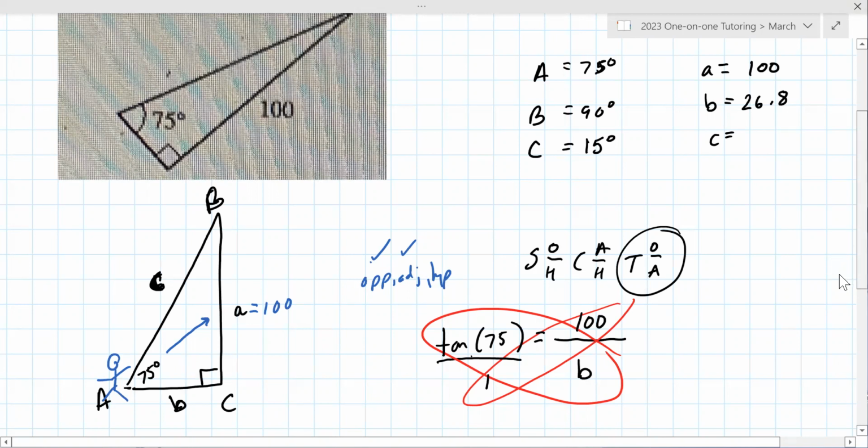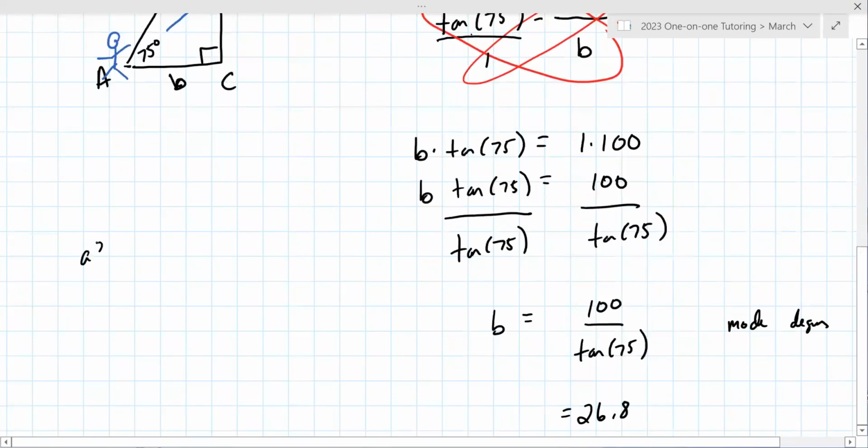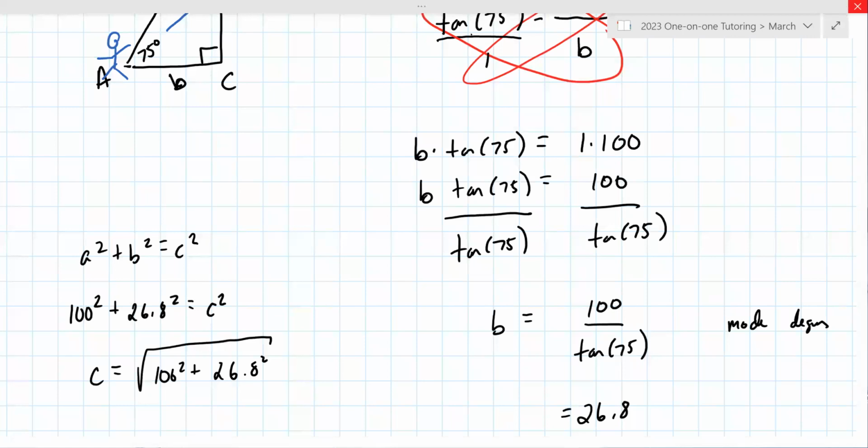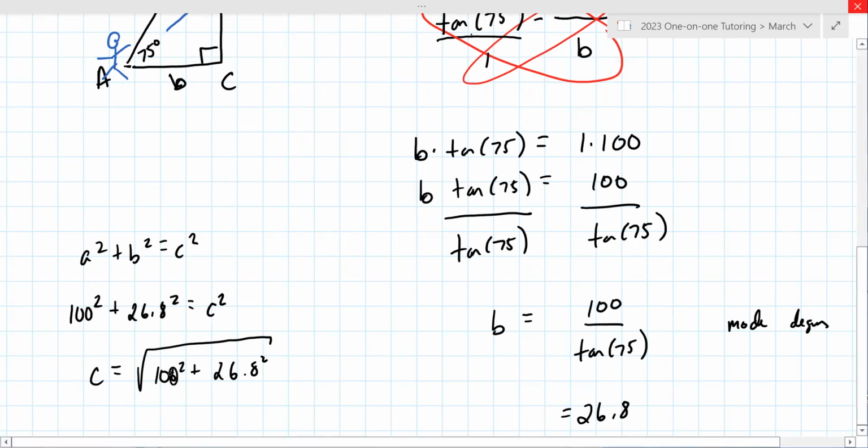So you've got a squared plus b squared equals c squared. So we've got 100 squared plus 26.8 squared equals c squared. You take the square root of that. So you want to put that in the calculator. Don't try to use any funny algebra here. Just 100 squared plus 26.8 squared.